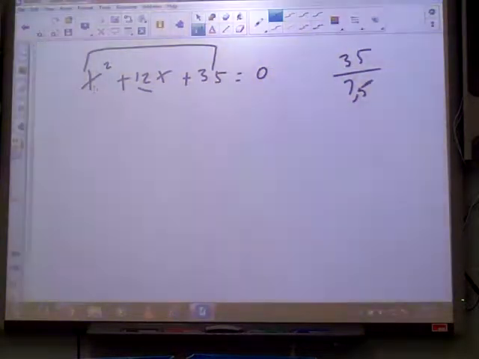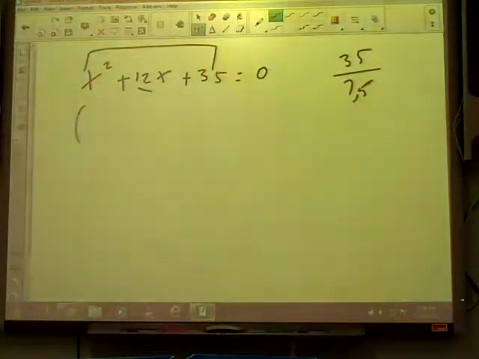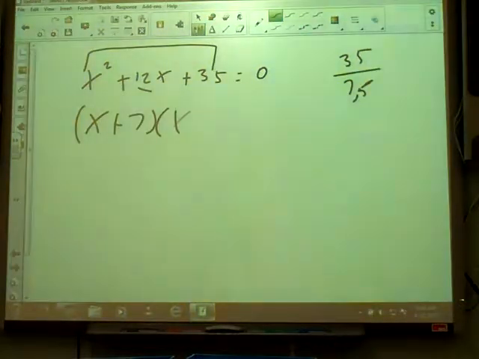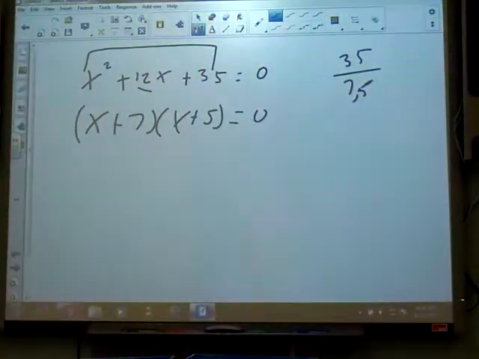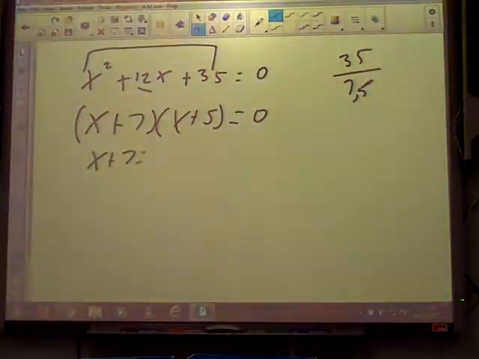So since this is a 1A, I don't have to do the grouping stuff. This is just short and sweet. I got an x plus 7 and an x plus 5. Doesn't matter what order they go in. Can be either way. Set them both equal to 0 and solve.